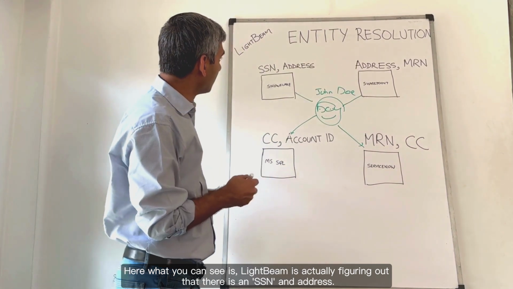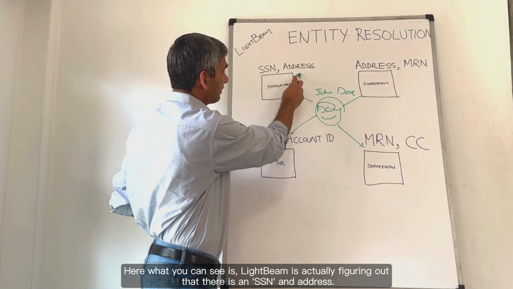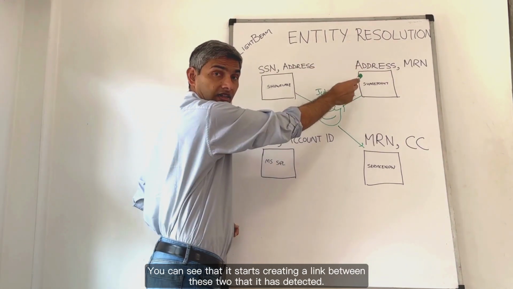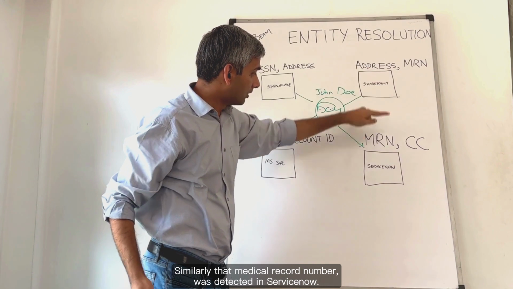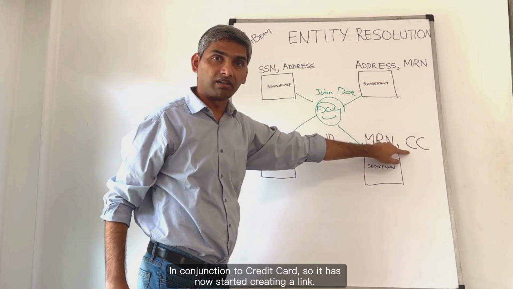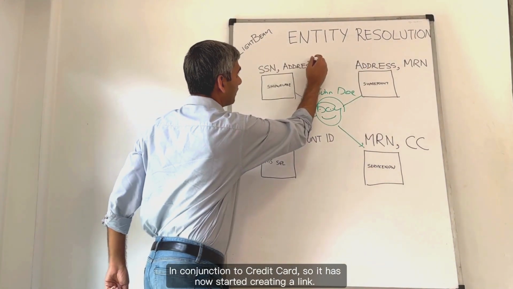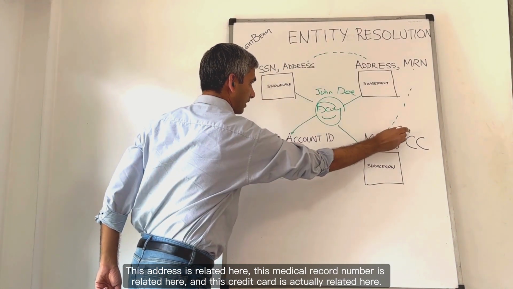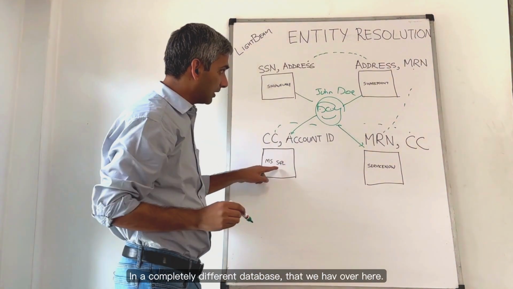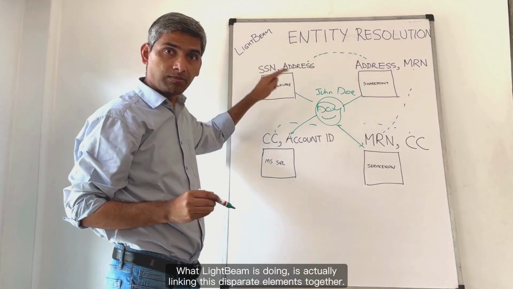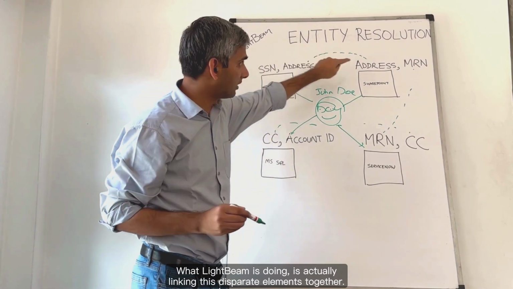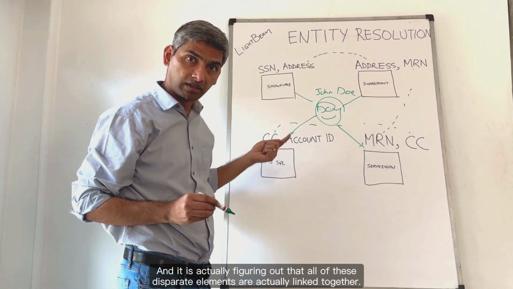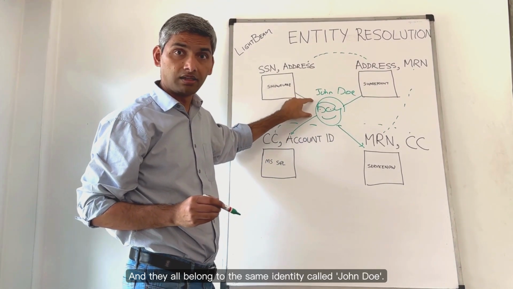Now here, what you can see is that LightBeam is figuring out that there's an SSN and address, and there's an address and medical record number. You can see that it starts creating a link between these two records that it has detected. Similarly, that medical record number was detected in ServiceNow in conjunction with the credit card. So it has now started creating a link to say, okay, this address is related here, this medical record number is related here, and this credit card is related here in a completely different database. So what LightBeam is doing is linking these disparate elements together, and it's figuring out that all of these disparate elements are linked together, and they all belong to the same identity called John Doe.